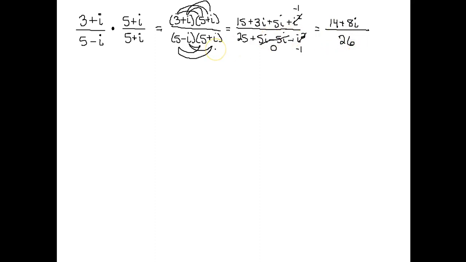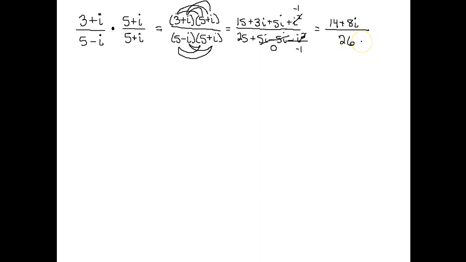I do end up with a squared minus b squared, because the outer and inner terms are opposites and go to zero. So a is 5, 5 squared is 25, minus b, which is i, squared. But then I have to go a little further because I know that i squared is negative 1. So I have minus a negative 1, or a plus 1, and that's how I end up with that 26.